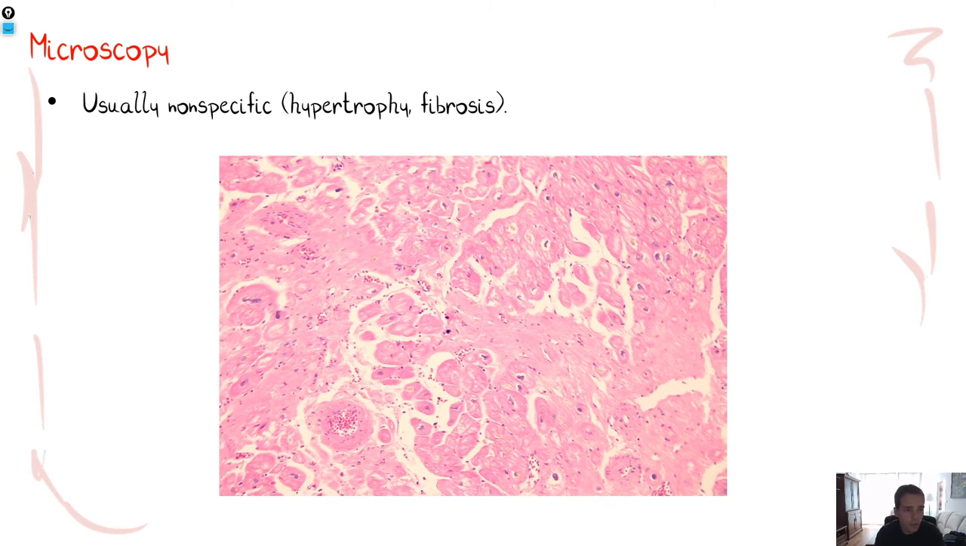So the microscopy is usually non-specific, and that's why the biopsy of the heart muscle in patients with dilated cardiomyopathy is performed only rarely, because the diagnosis is usually based on clinical and genetical grounds. So the diagnosis is usually genetical, because the histology, not always, but in a lot of cases, doesn't help you, because you will see just the unspecific hypertrophy and fibrosis.